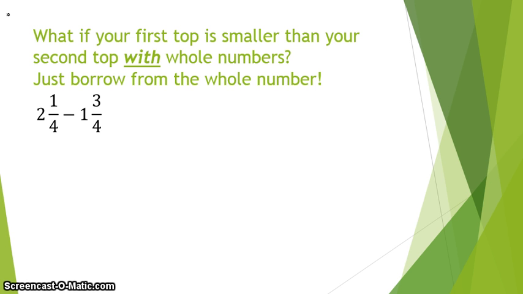Now, here's where it starts getting a little trickier. What if your first top, right here, is smaller than your second top, and you have whole numbers? Well, just borrow from the whole number. I need to make this bigger so I can subtract the 3 from it. So I'm going to borrow from the 2. The 2 will become a 1.